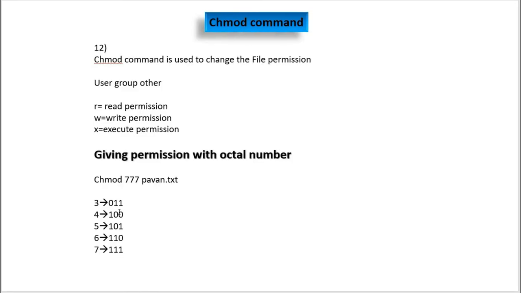Now why have I given 777? These are the octal numbers by which we can give the permission. Now if I give 3, that means 011. The 0 means I'm not giving the read permission, only the write and execute permission. But if I give 4, I will be giving the read permission but not the write and execute permission. And if I give 7, that means 111. 7 means I'm giving all the permissions, read, write and execute. So that is why we have given 777. This 7 is for user, this 7 is for others, and this 7 is for group. This is how you can give permission to the file with the help of octal numbers.